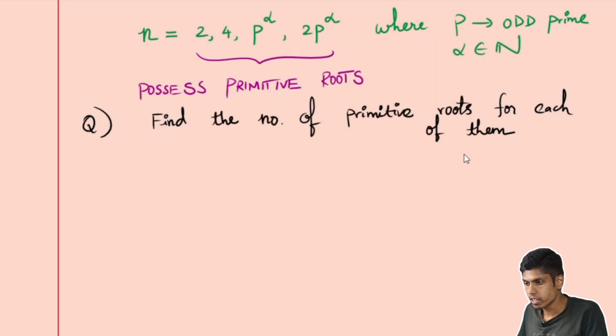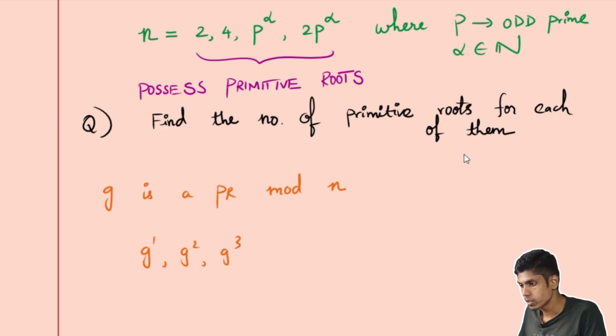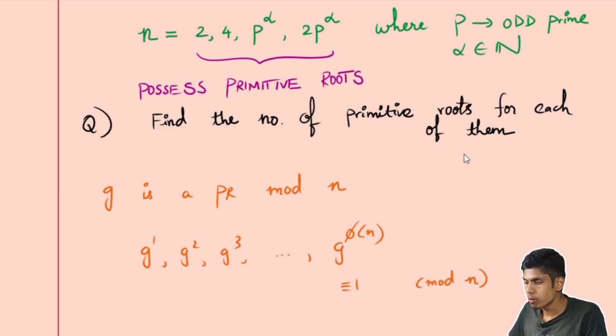Primitive roots can actually generate the entire set of coprime numbers. Say you take g to be a primitive root mod n, then consider g power 1, g power 2, g power 3 and so on up to g power phi of n, where the last one is congruent to 1 mod n. You will be able to notice that all these numbers are actually the set of coprime numbers less than or equal to n.